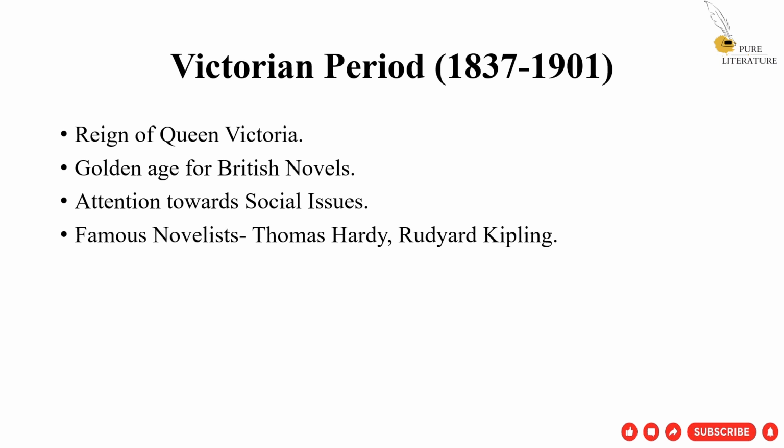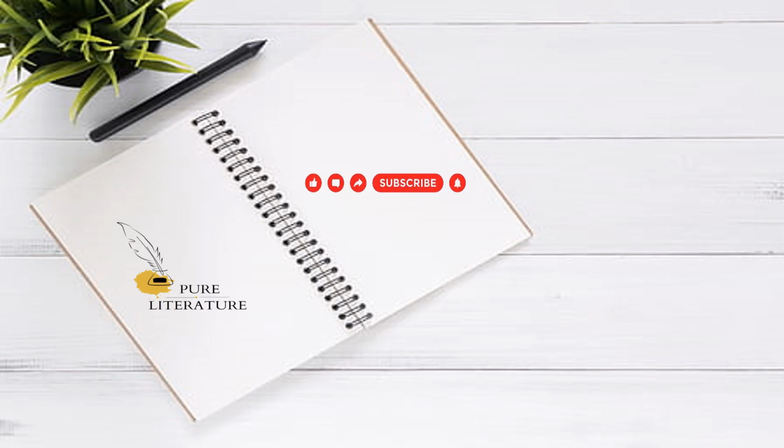The famous novelists from this period include Charles Dickens, William Makepeace Thackeray, the Bronte sisters, Elizabeth Gaskell, George Eliot, Mary Ann Evans, Thomas Hardy, and Rudyard Kipling. And novelists during the Victorian era began to direct their attention towards social issues.